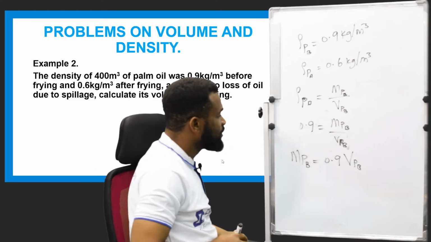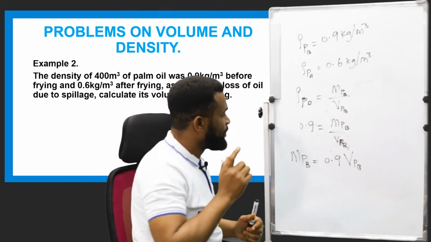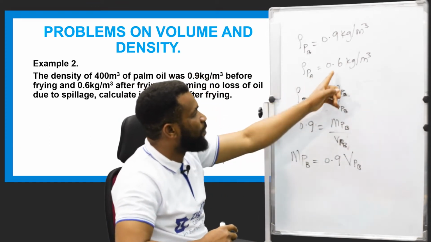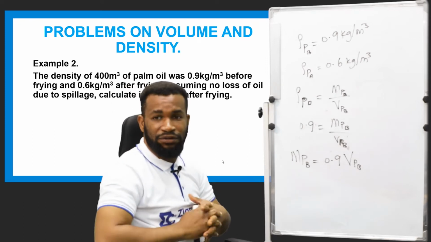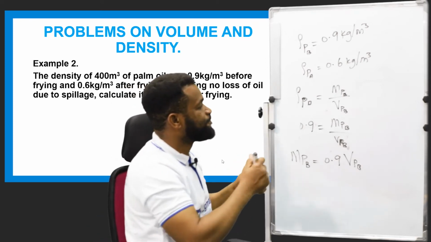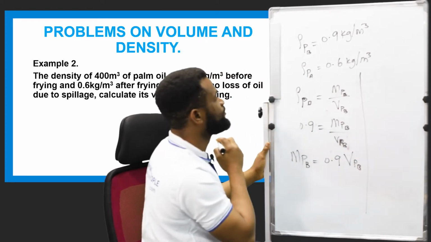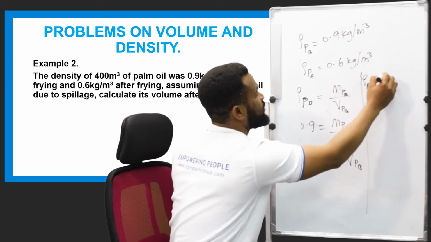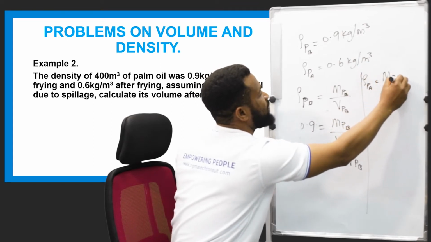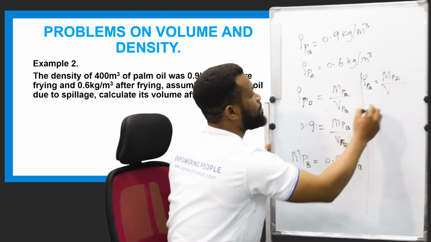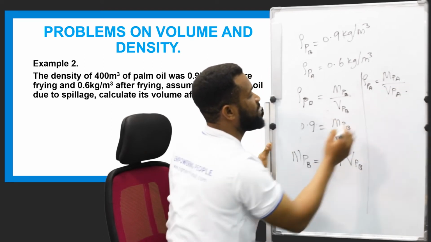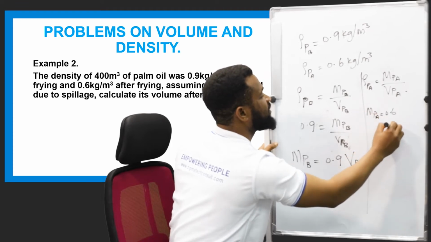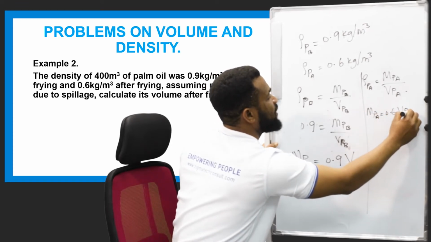Now, we are also going to write the same for the density of this oil after frying. So I'm going to put it down here. Density of the palm oil after is equal to mass of the palm oil after frying all over volume of the palm oil after frying. And this is going to be mass of the palm oil after frying is 0.6 times volume of the palm oil after frying.